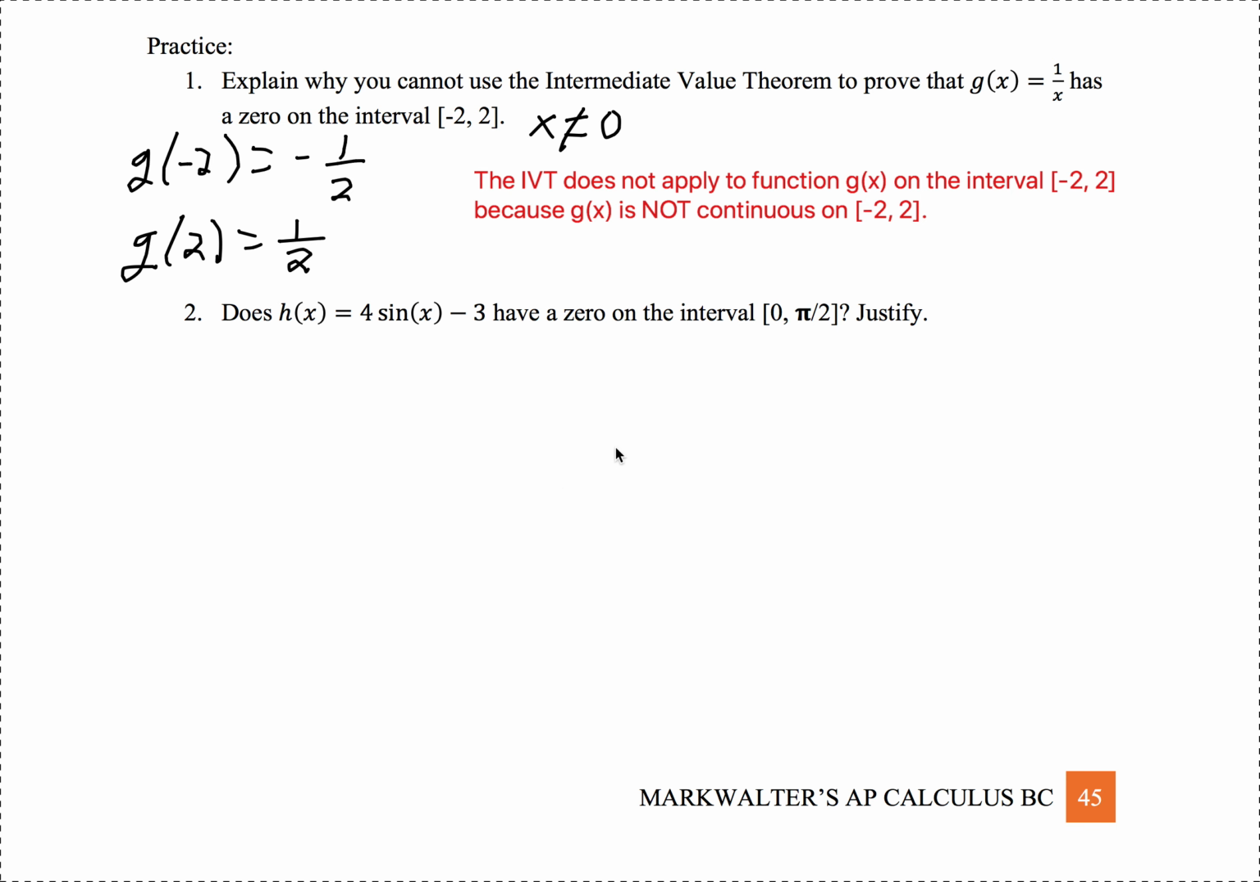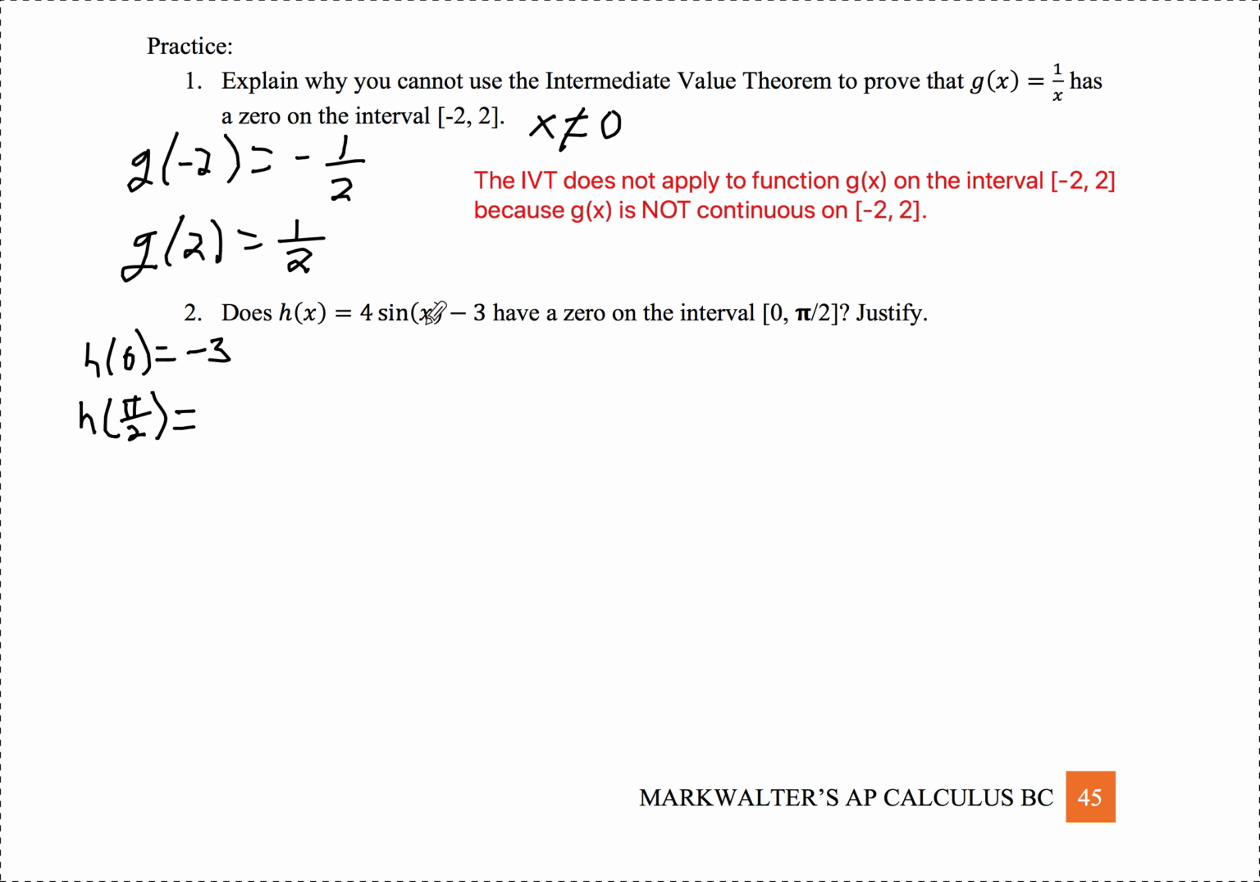Problem 2. Does h of x equal 4 sine of x minus 3 have a 0 in the interval 0 to pi over 2? Well, we can do some investigating here. Let's just start with the endpoints. H of 0: if I plug in 0, it's going to give me 4 times the sine of 0. Sine of 0 is 0. Minus 3 is -3. And h of pi over 2, that'd be 4 times the sine of pi over 2.